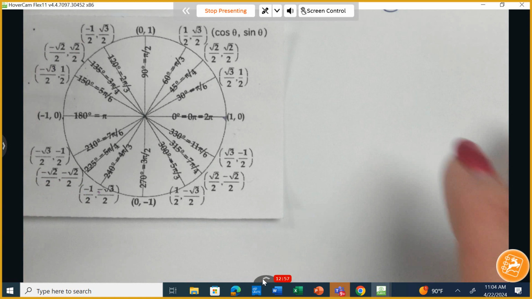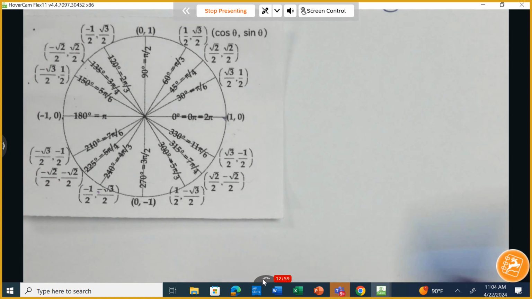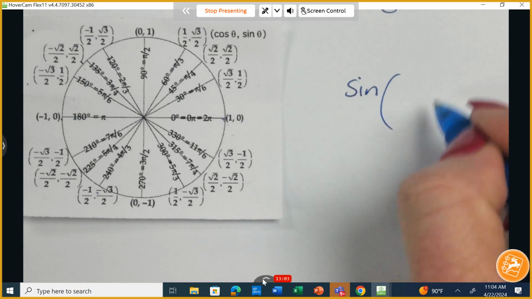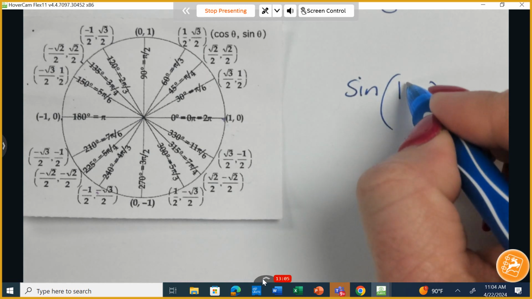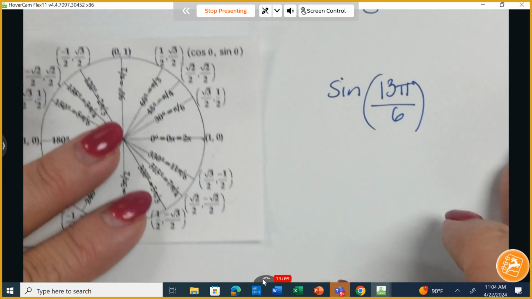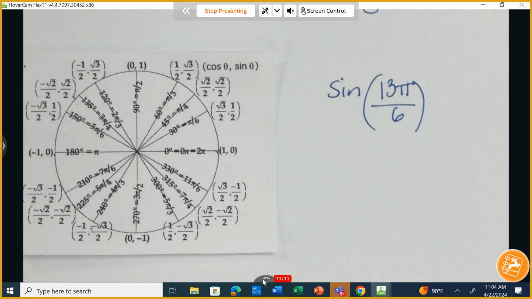Here's one more for you before we transition into the next thing. I want the sine of 13 pi over 6. Go.